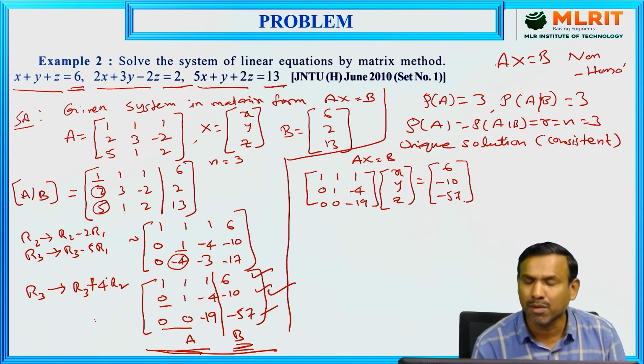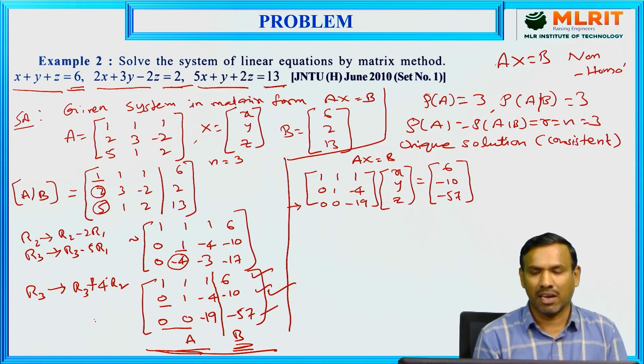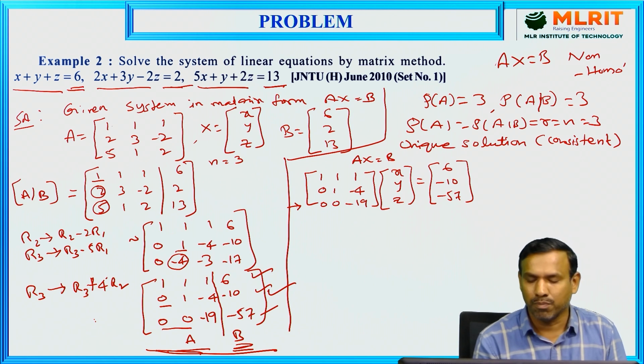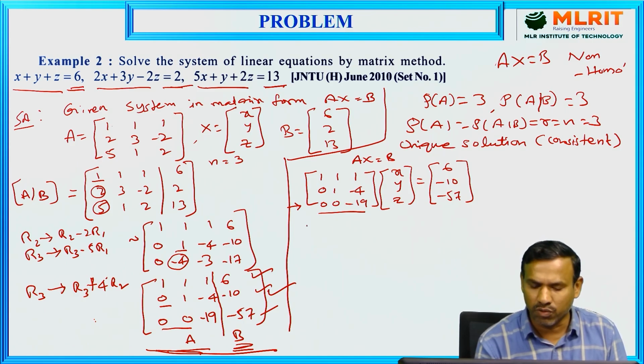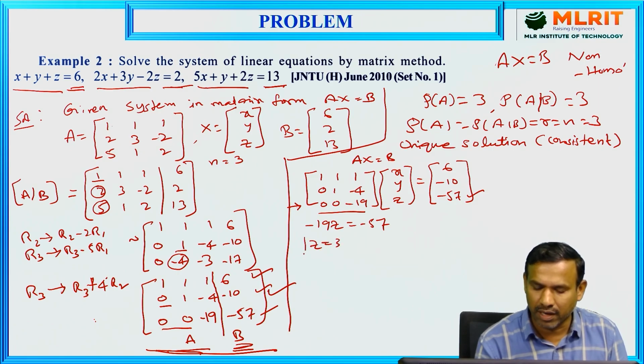Now using the back substitution method. Back substitution means multiplying with the last row onwards, so easily we will get the variable values one by one. Multiply the third row with x, y, z: 0 into x, 0 into y, minus 19 into z. Minus 19z is equal to minus 57, comparing right side and left side. So z is equal to 57 by 19, z is equal to 3. So directly we can get the z value.